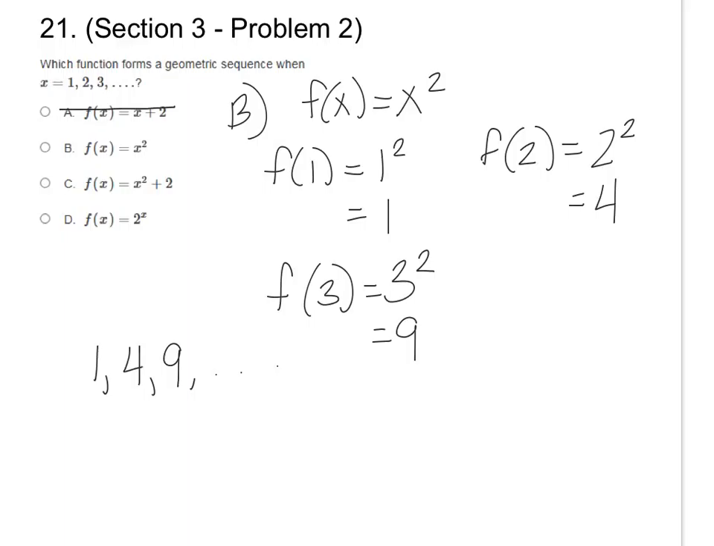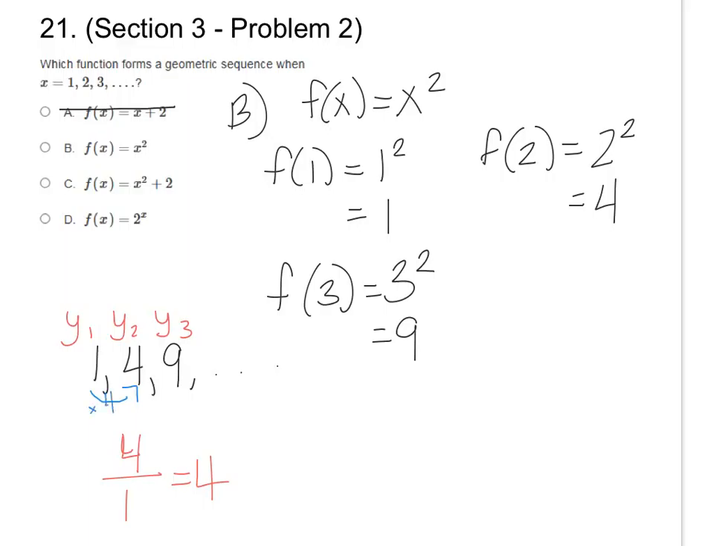So if I want to find out if it's geometric, again, this is my first term, my second term, and my third term, I take a term and I divide it by the term before it. So if I take term number 2, 4, and divide it by the term before it, I get 4. So that means I take the first term and multiply it by 4 to get the second term.